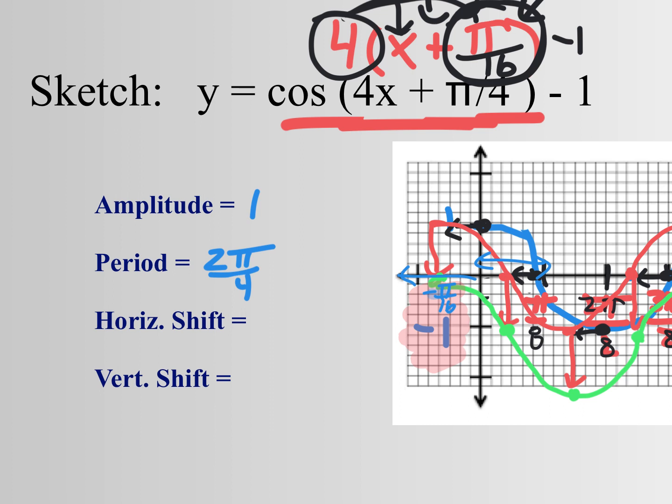Sammy, what is the horizontal shift involved here? Oh, you go to the left. Negative, or left, pi over 16. Pi over 16, that is correct. It's also called the phase shift. And last but not least, Caleb, the vertical shift. Negative 1. True. Or down 1. I would say down 1, just to be safe.